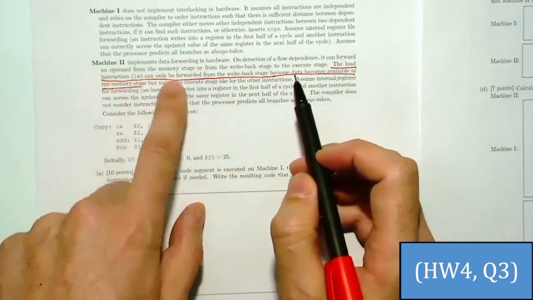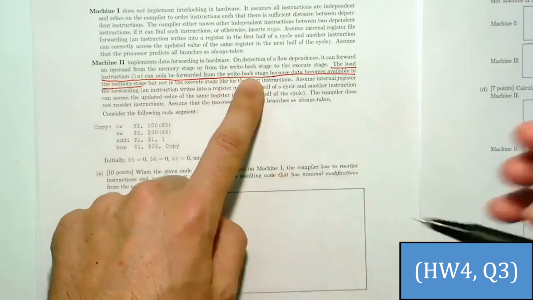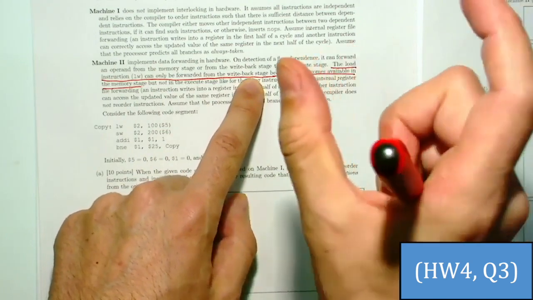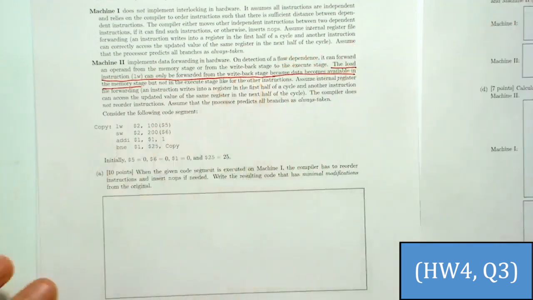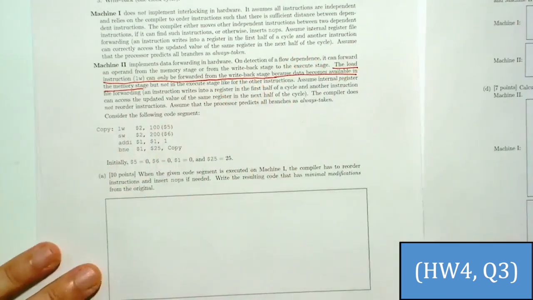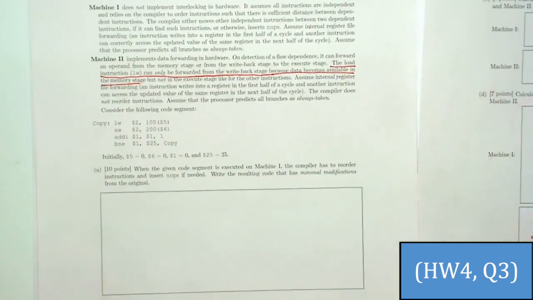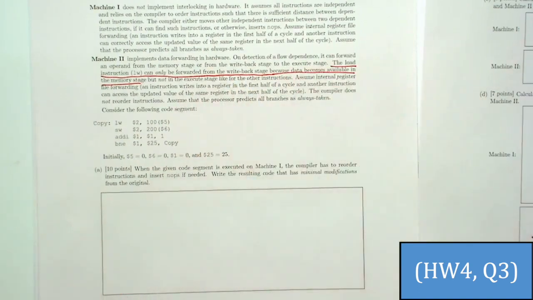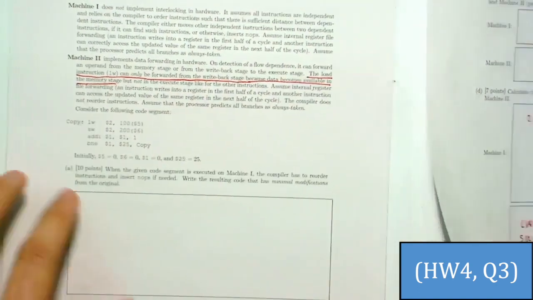So the load instruction can only be forwarded from the write-back, because the value is only ready in the memory stage. So in the next stage, you can forward to the execution stage. The underlying details are not specified, but we have to assume that we can do what is specified in the question.